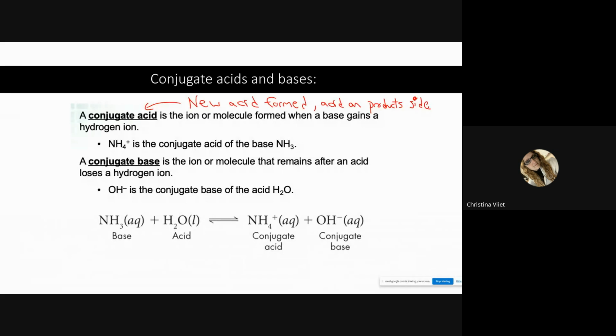And a conjugate base is the new base form. So when Daniela gave away her H plus, and she no longer has that H plus, instead of being the acid version of herself, she's now the basic version because you lost the H plus.